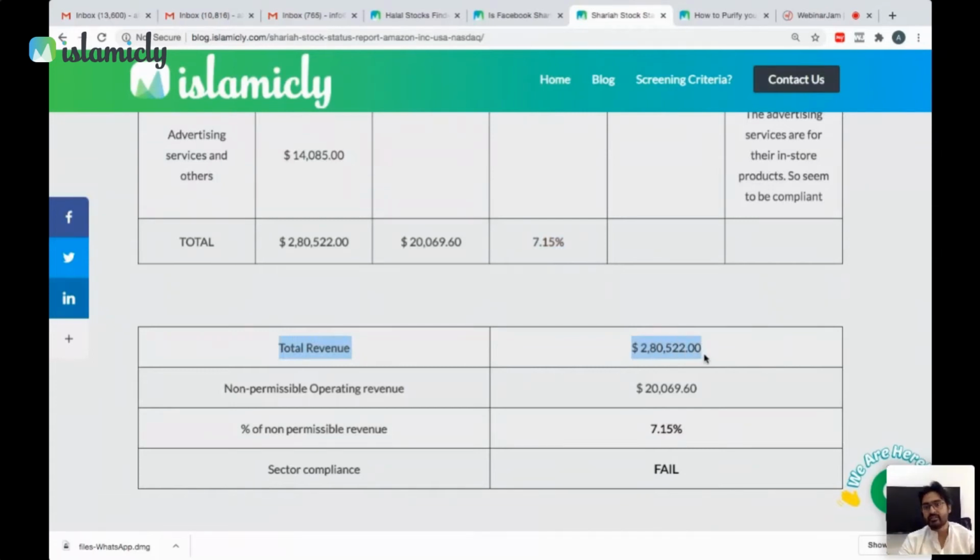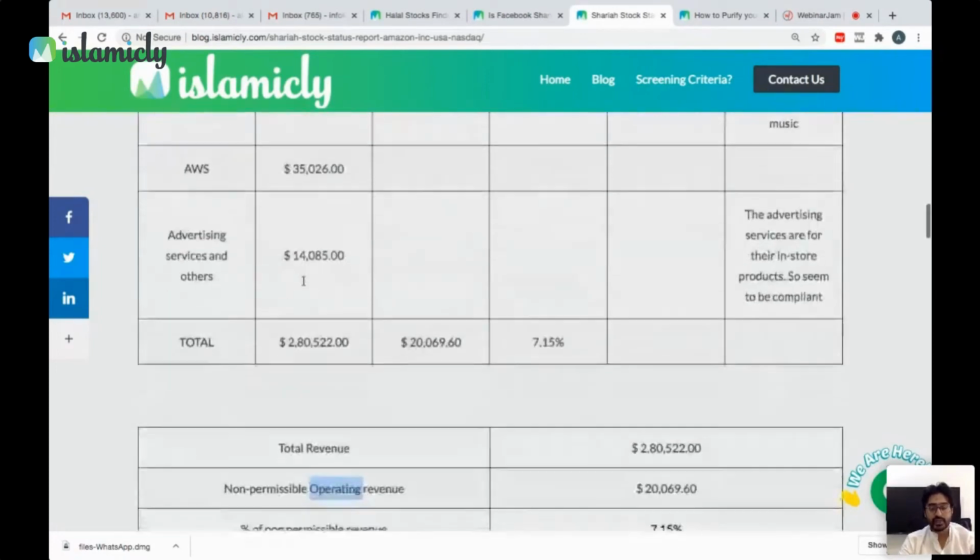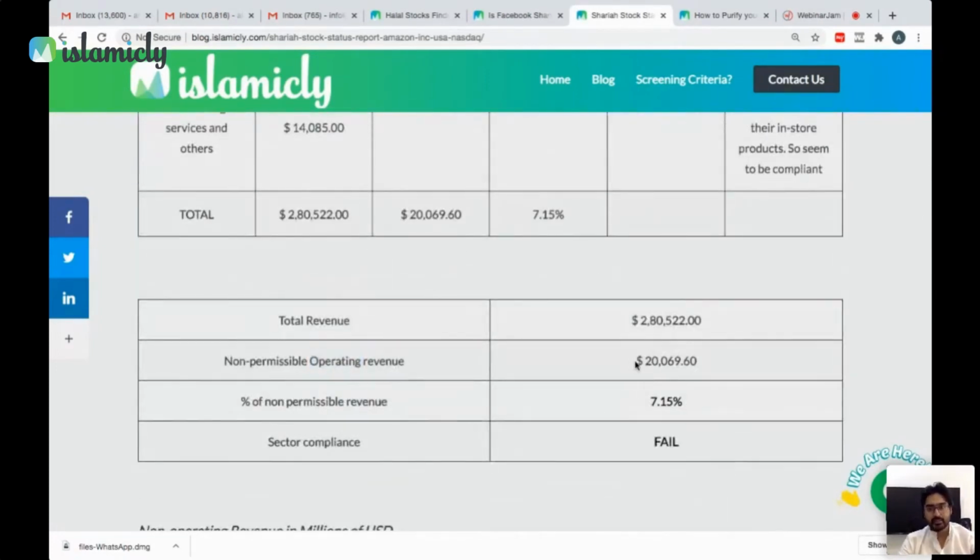So total revenue is 522 million non-permissible operating revenue. Okay, please be aware of this operating revenue. So all of this is operating revenue of the company. All of this becomes $20 billion. So the percentage of non-permissible revenue is 7.15%. Hence, the company fails the sector compliance. This is how Islamicly figures out whether a company passes the sector screening ratio or not.